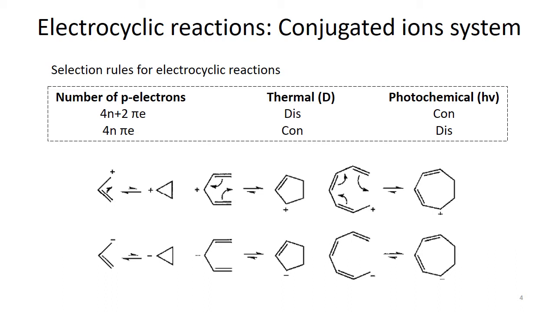When we talk about anions, here we have the allyl anion. There are 4 electrons, so 4 electrons follow the 4n pi electronic system. And then we have the pentadienyl anion, and there are 6 electrons, so 6 electrons fall into the 4n plus 2 pi electronic system. Whereas in the heptatrienyl anion, there are 8 electrons here, so 8 electrons fall into the category of 4n pi electronic system.